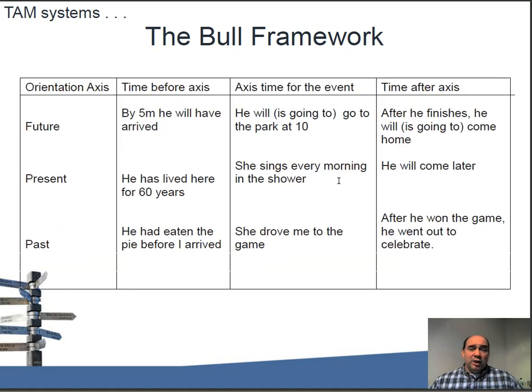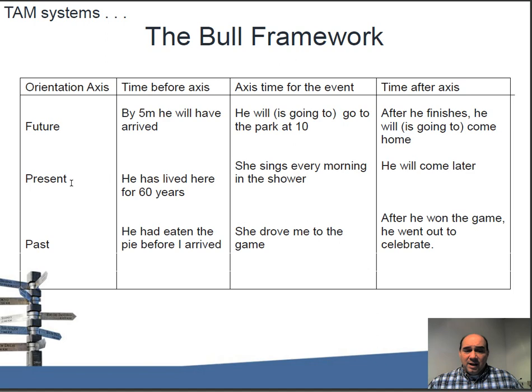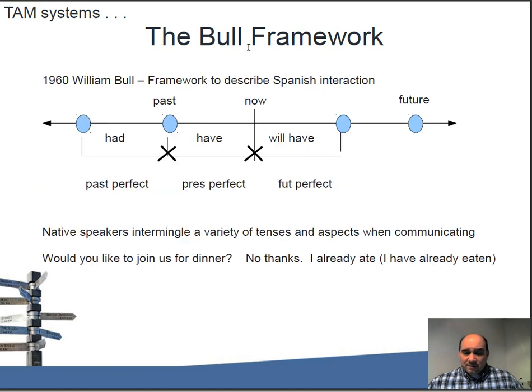Okay, let's just go back and look at some. Before 5 p.m., he will have arrived. Okay, this is 5 p.m. So it's from now until the future. Will have arrived. Okay, if it's present, he has lived here for 60 years. I'm talking right now, right? He has lived here for 60 years. So sometime in the past, all the way up until now, has lived, right? We're going to use the present perfect tense.